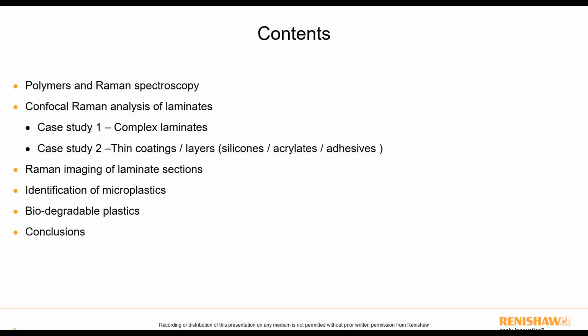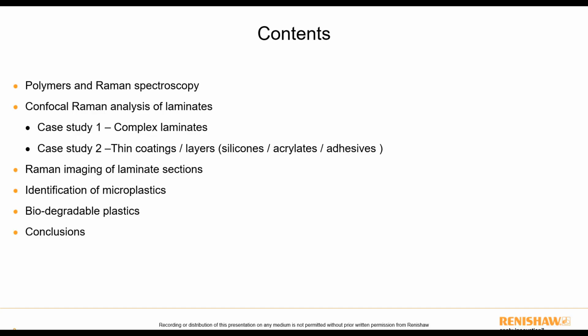So I'm going to be talking about the role that Raman spectroscopy plays in the analysis of polymers, the kind of information that we can produce, and what we need to consider during that work. I'll talk about confocal Raman analysis, particularly of laminates where we have multiple polymer layers. And I've got several case studies to talk through where we've got multiple complex layers, some of those being very thick, and I'll explain how we go about analysing those types of materials.